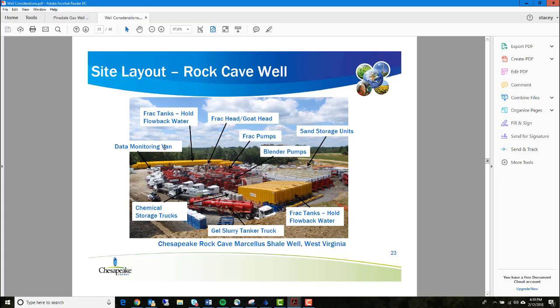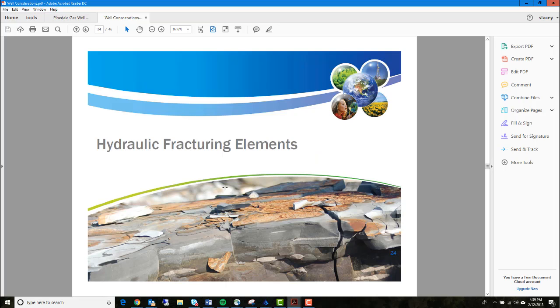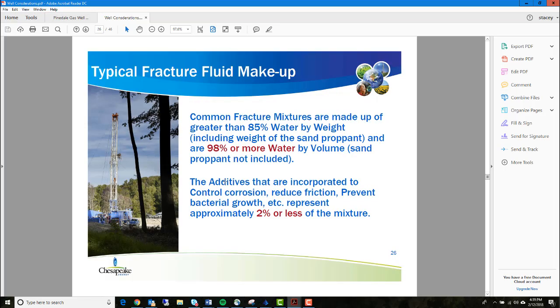So we have a lot of facilities here. We have a data monitoring van looking at all the water being captured, all the mixing data coming back, the slurry from the gel, any chemicals blending, where our sands are. All these have to harmoniously work together to push the fluid down there.